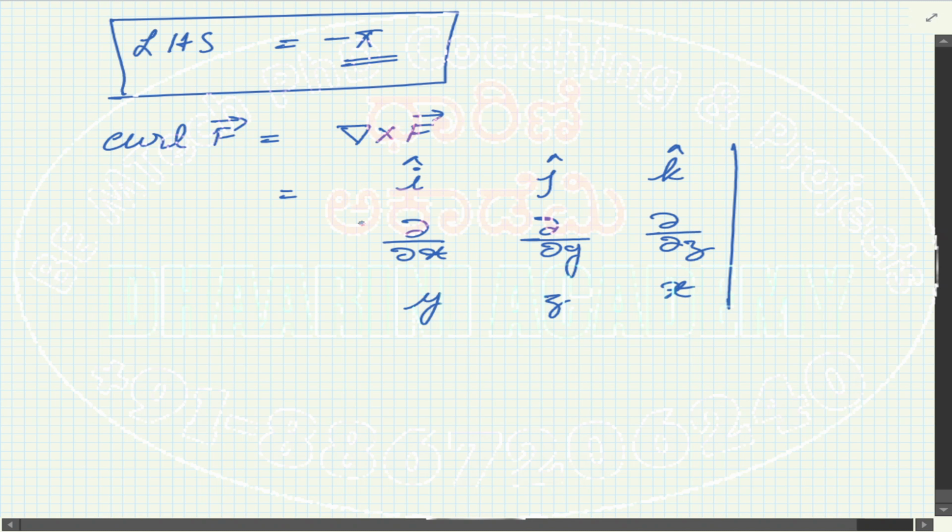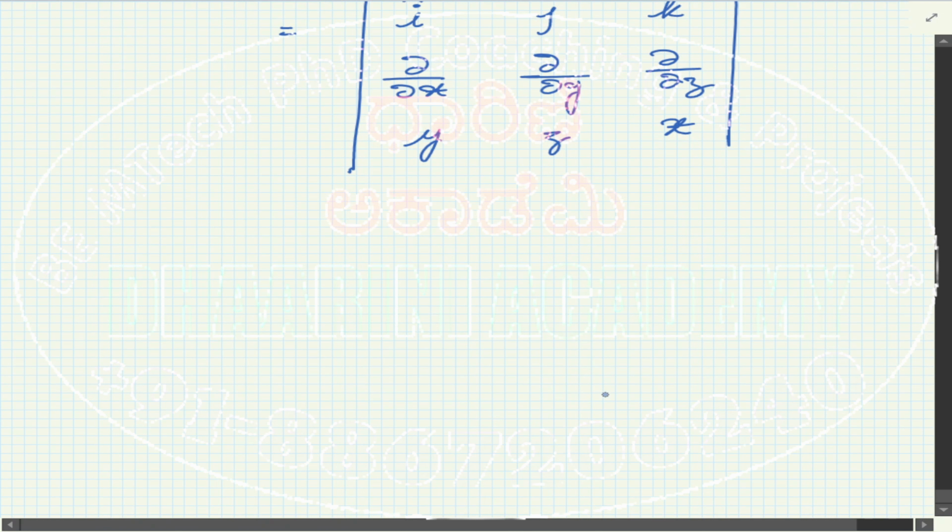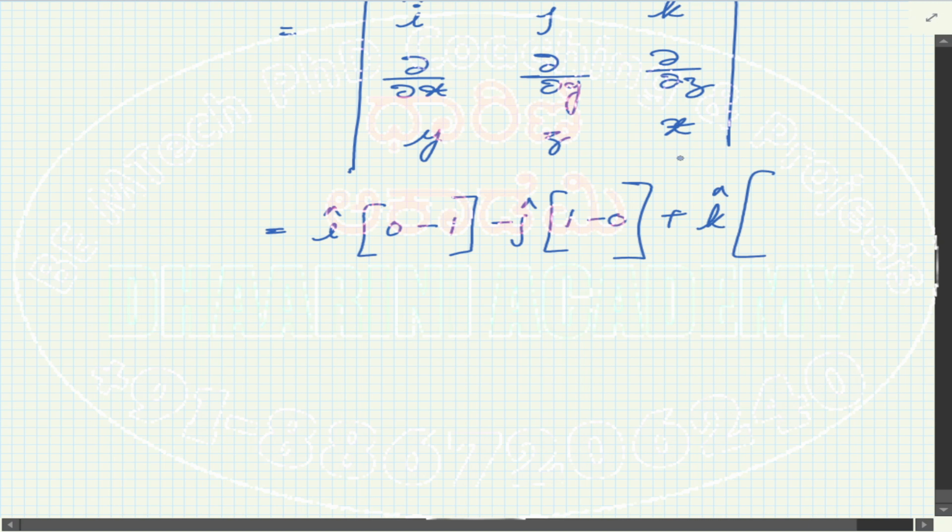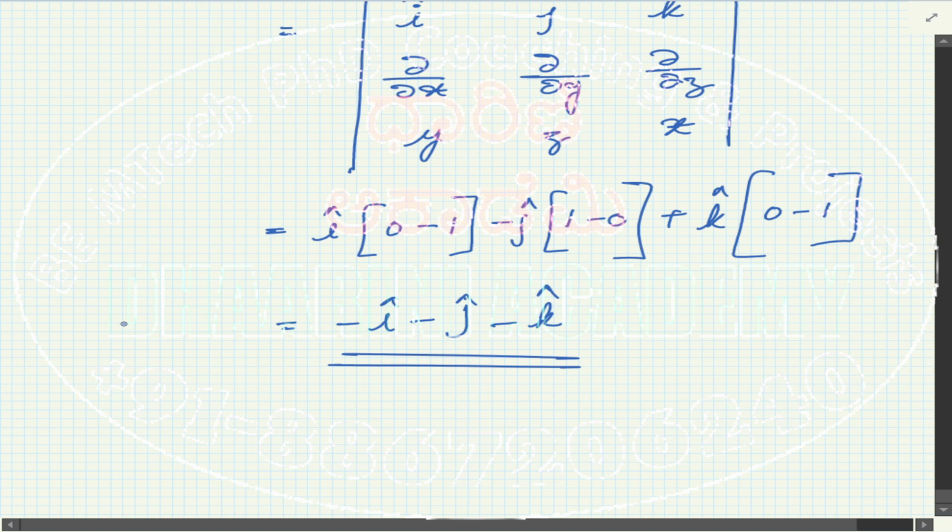For this we need to calculate the determinant. So this is equal to i cap into dou by dou y of x, which is 0, minus dou by dou z of z, which is 1; then minus j cap into dou by dou x of x, which is 1, minus dou by dou z of y, which is 0; then plus k cap into dou by dou x of z, which is 0, minus dou by dou y of y, which is 1. So every term gets a minus: minus i cap minus j cap minus k cap. This is the del cross f, or the curl.